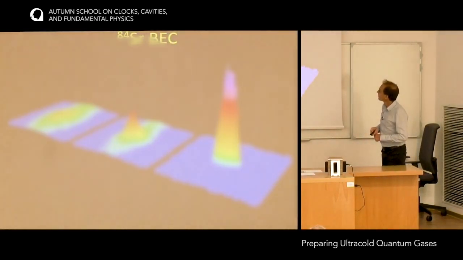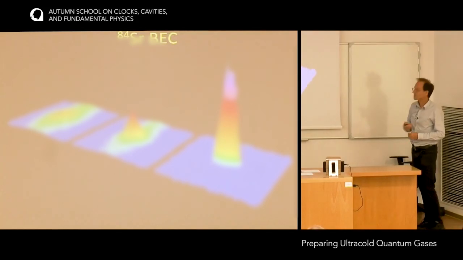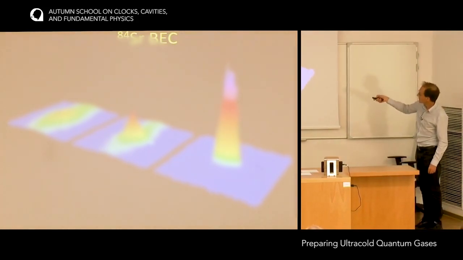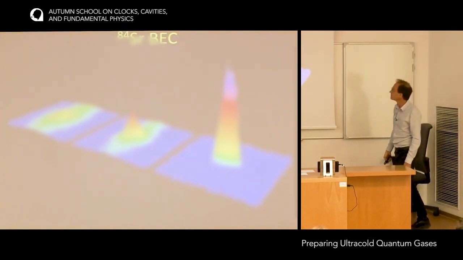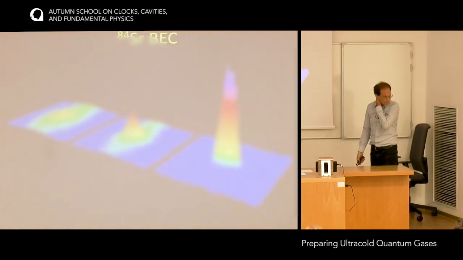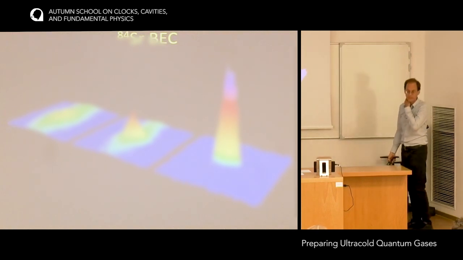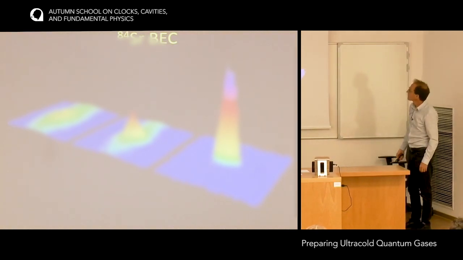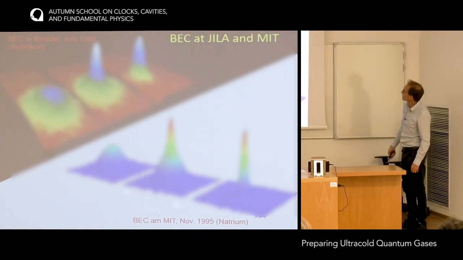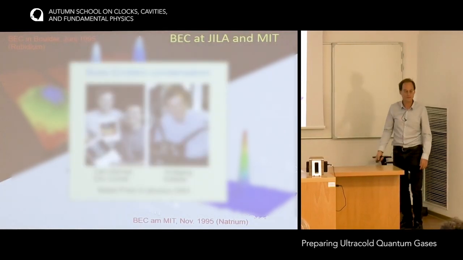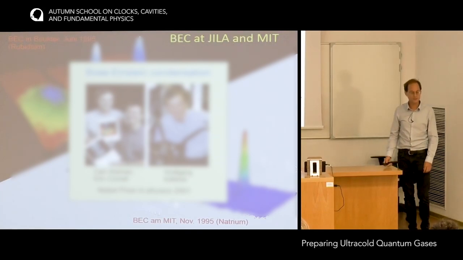Good. And that's just to look nice. Thermal gas, BEC, pure BEC, barely any thermal atoms anymore. And we can make strontium-84 BECs with up to 10 million atoms. Good, and the first BECs were done with rubidium and sodium at JILA and MIT, and of course that also gave rise to a Nobel Prize.